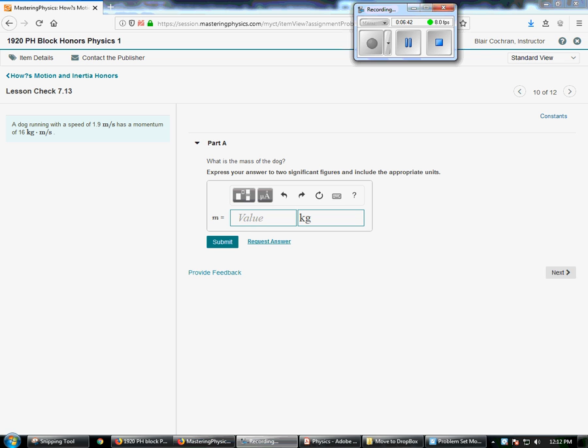All right, so number 10. A dog is running with this speed and has this momentum. What is the mass of the dog?